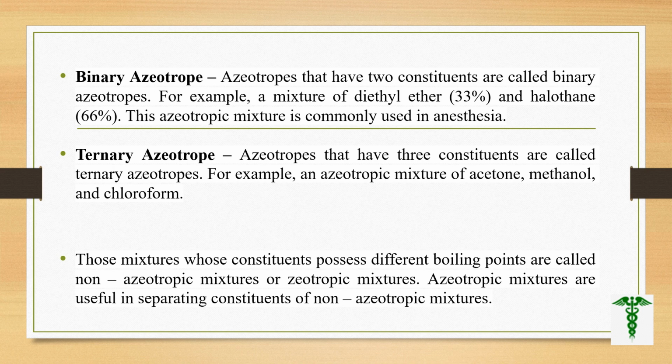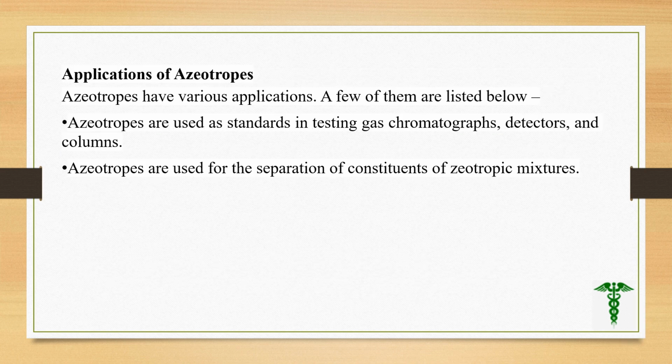The last one is ternary azeotrope. Here the azeotrope has three constituents, and we call it ternary azeotrope. Example is acetone, methanol and chloroform. Coming to the last, these are the two main applications of azeotrope. One is that azeotrope can be used as a standard in testing gas chromatograph detectors and columns. And one more important use is that azeotrope can be used for the separation of constituents of zeotropic mixture.